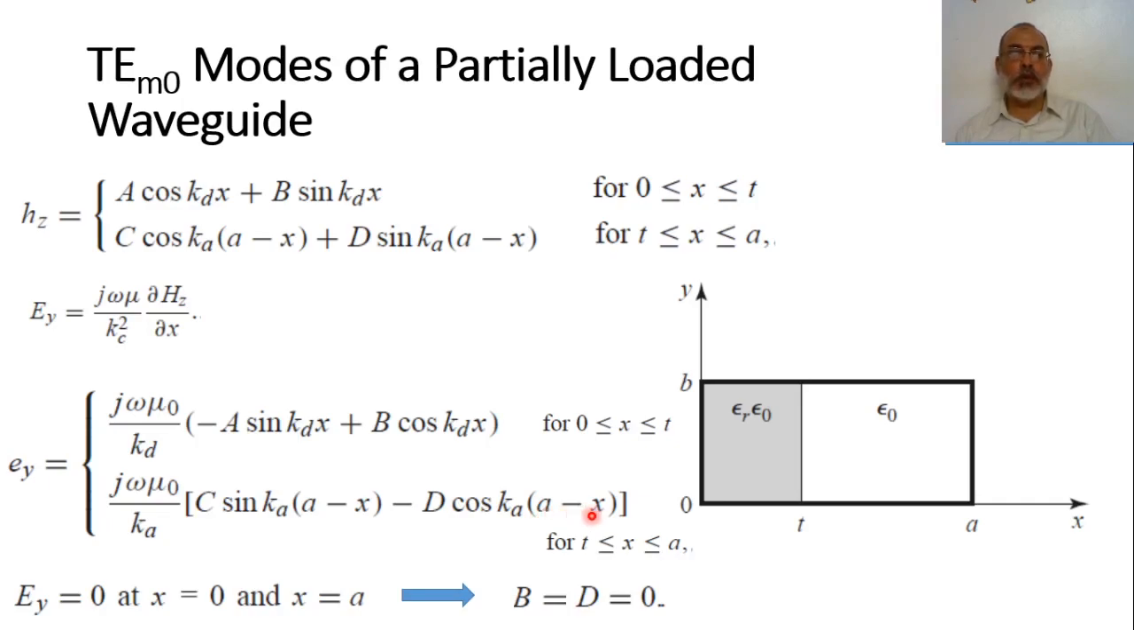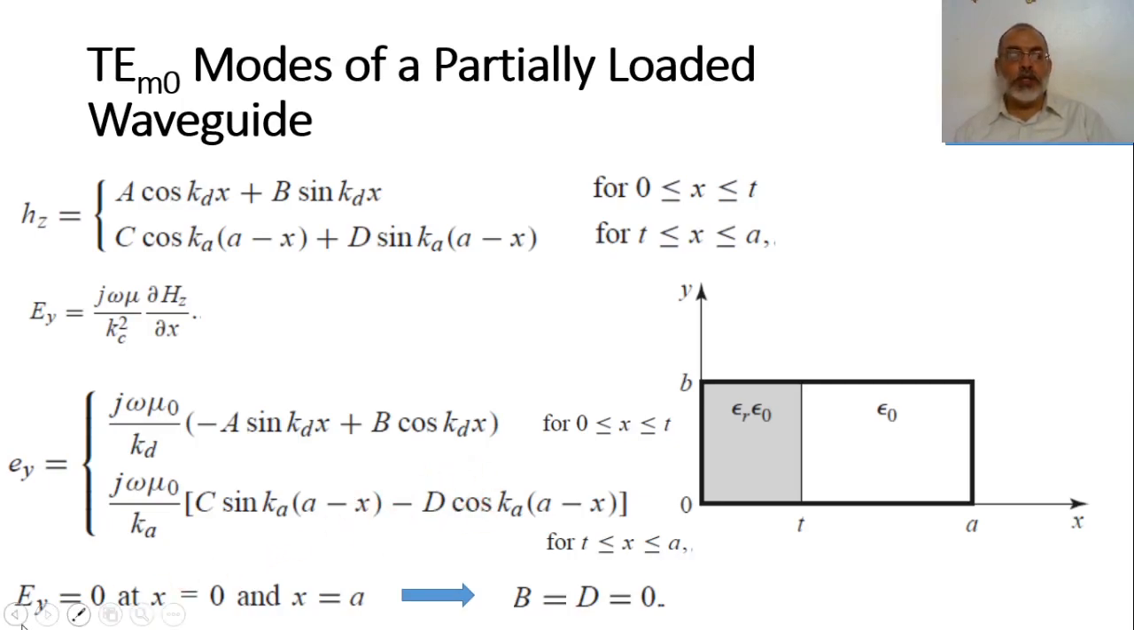Now by applying the boundary condition, that is the tangential electric field Ey at x equals 0 is 0. So at x equals 0, this term would be 0 and this term would be unity. This means that the value of b should be 0. On the other hand, at x equals a, sine of k a minus a would be 0, cosine of k a minus a would be 1. So in this case, the value of d must be 0.